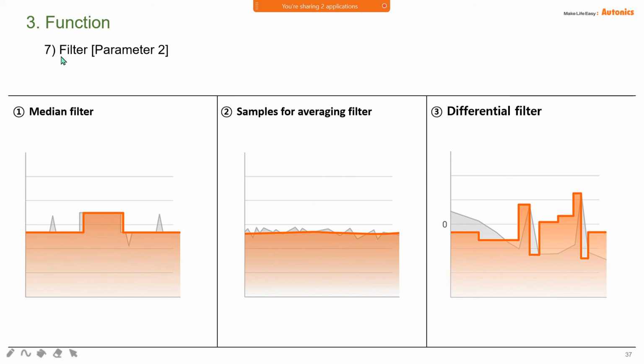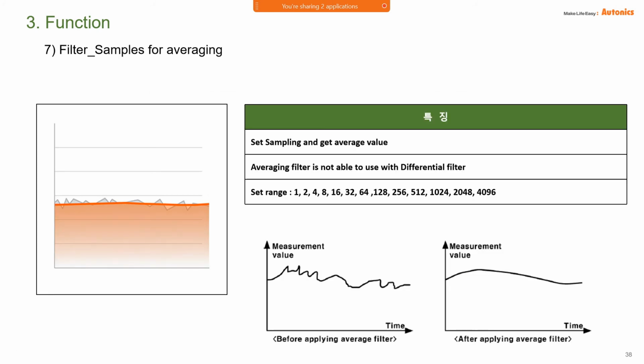Okay, you also have a filter function. So filter number one is a median, and then we have an averaging filter, and also a differential filter. This one is a sample for averaging. You can set the range from 1 to 4096 samples. Before we apply the average filter, the result is like this. And then after applying, the graph will become smooth.